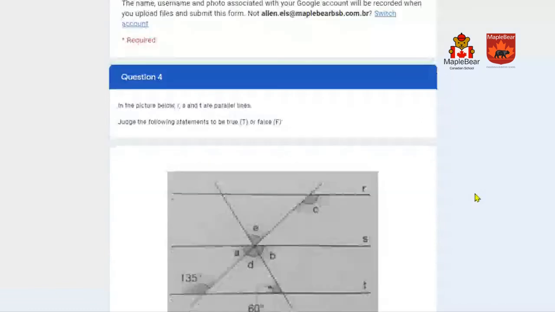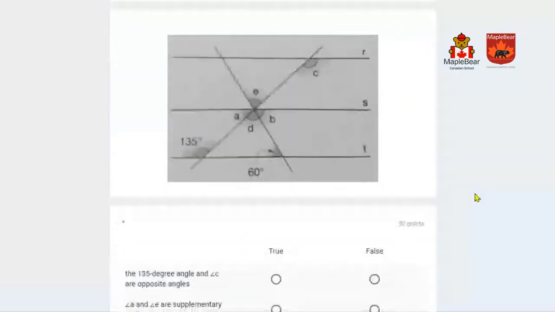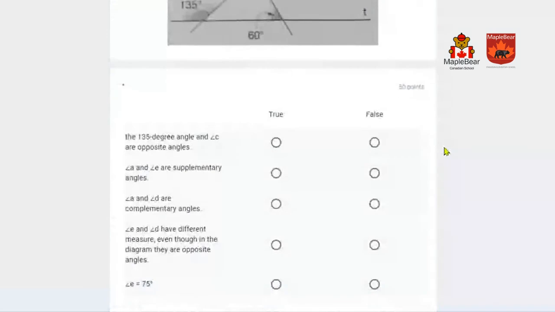Question number 4. In the picture below, R, S, and T are parallel lines. Judge the following statements to be true or false. So here I have a drawing. And if I know that R, S, and T are parallel lines, I have properties that can be applied here. Okay? And here you guys are going to judge those 1, 2, 3, 4, 5 items and say for each one if they're true or false.